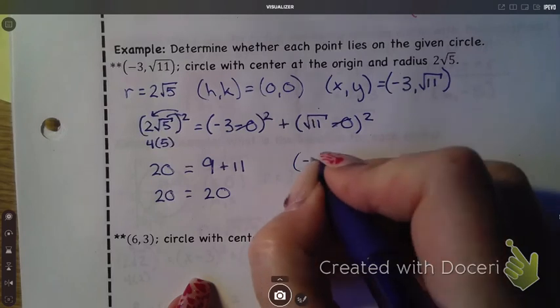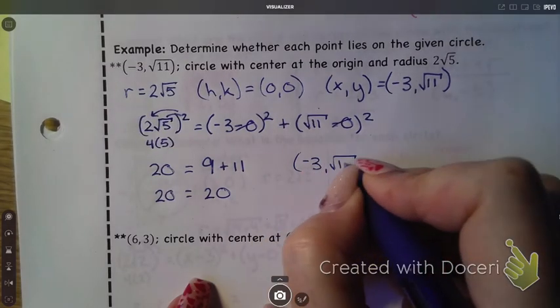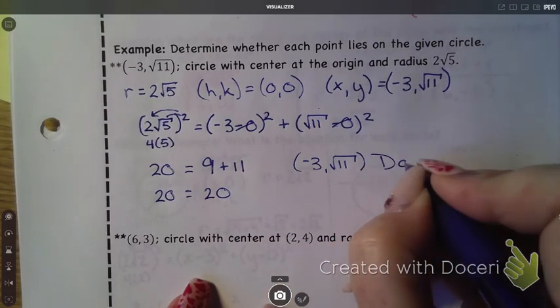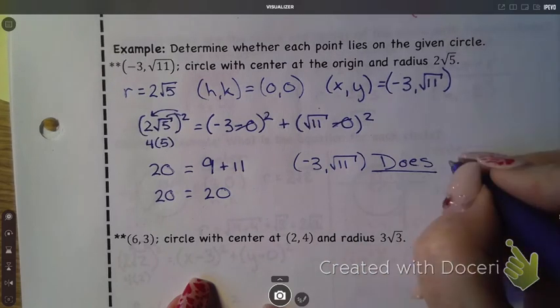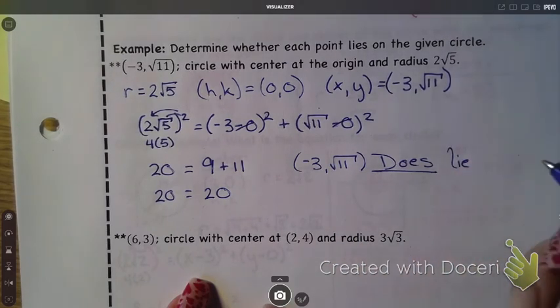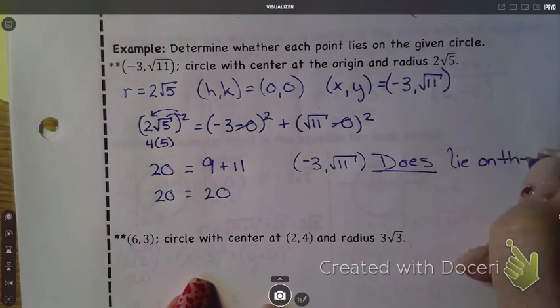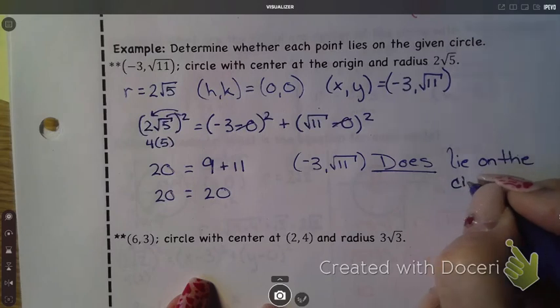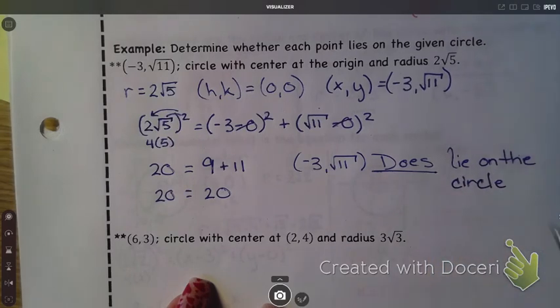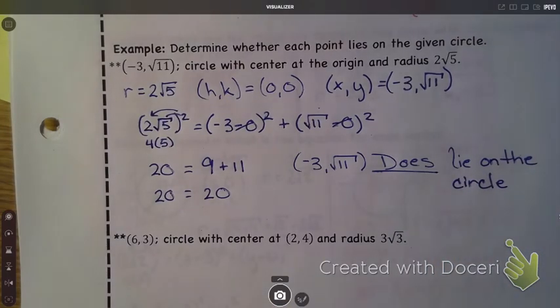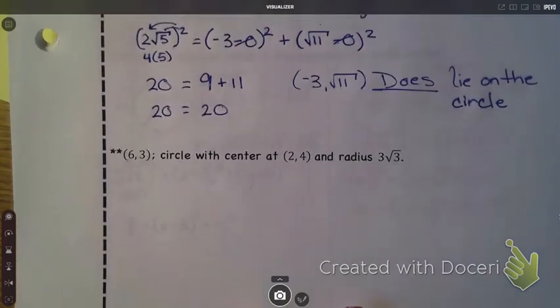So negative 3 square root of 11, what? Does lie, did they give me a circle? Nope. On the circle. They didn't name the circle, did they? Okay. Well, this one has less words, but let's see if you can figure it out. So you try this one on your own.